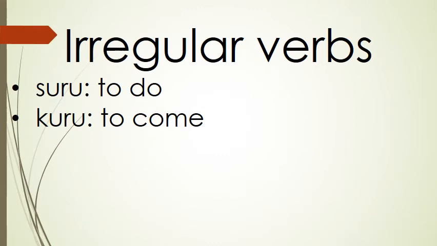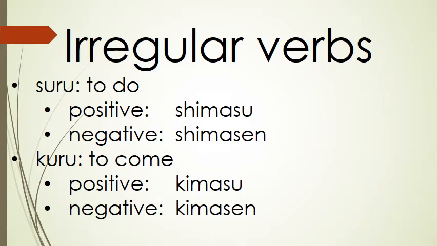And our last verb type is irregular verbs. There are only two main irregular verbs, suru, to do, and kuru, to come. Suru's positive non-past form is shimasu, so naturally its negative non-past form is shimasen. Kuru's positive non-past form is kimasu, so its negative non-past form is kimasen.